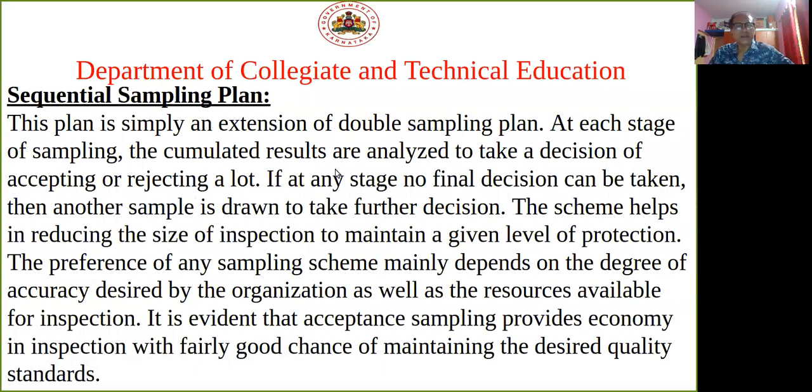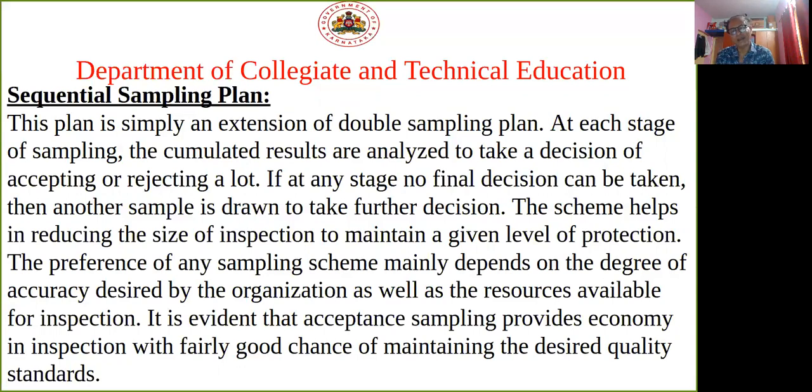Now, the sequential sampling plan. What exactly is a sequential sampling plan? This plan is a simple extension of the double sampling plan, so it is similar to the double sampling plan. At each stage of the sampling, the accumulated results are analyzed to make the decision of accepting or rejecting the lot. So at each stage, whatever results are accumulated will be analyzed to decide whether we are going to accept the lot or reject the lot.